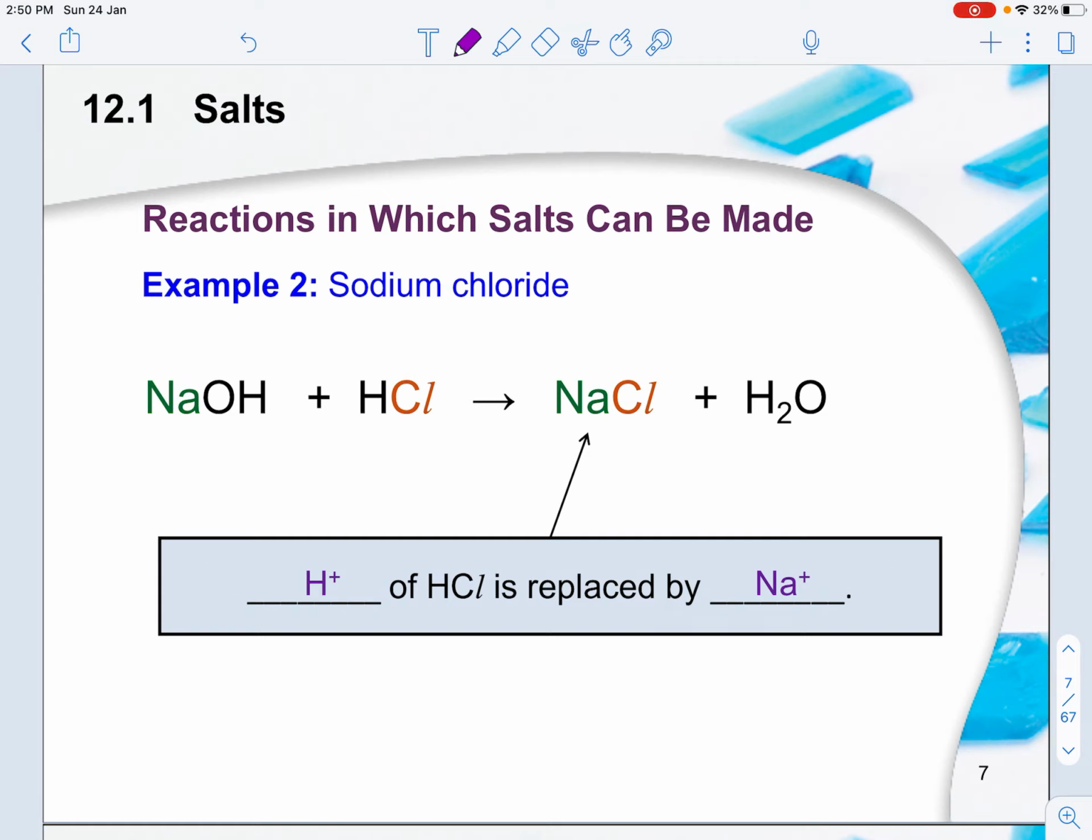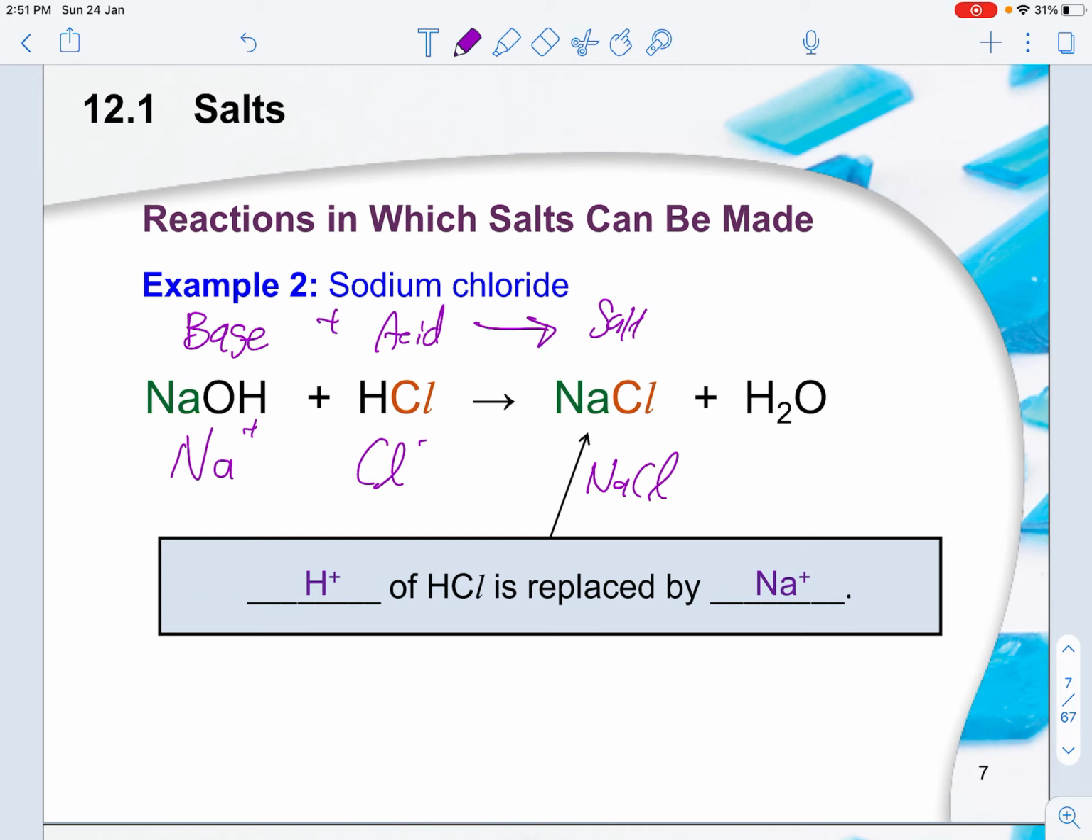So when we look at sodium chloride again, you have your sodium cation and your chloride anion. So together, when you actually do the cross again, you actually form NaCl. Where over here you would see that the H plus ion is being replaced by your Na plus, and of course, this is what we call a salt. Again, this is actually a neutralization reaction where you have a base plus the acid to give you your salt and water.